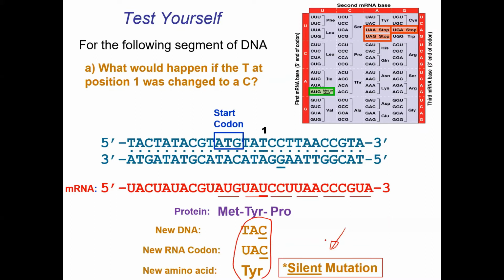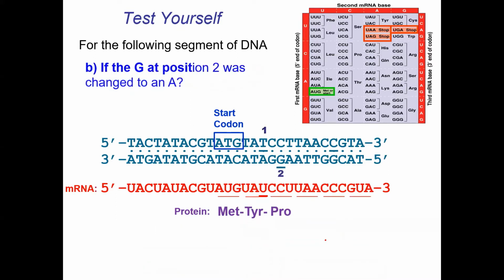So what was the second question? Second question says, what would happen if the G at position 2 was changed to an A? Now this is on the other strand, right? So you have to think a little bit about what is going on here. And it looks like the 3rd codon of the gene. So the new DNA, I'm changing that GGA, so right here, to a GAA. And that would mean that the sense strand is now a CTT instead of a CCT.